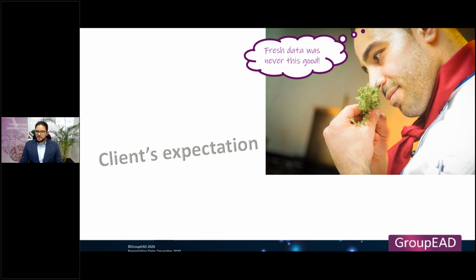Yes, there we see the cook and fresh data was never this good. Yeah, my wife and my daughter always tell me that I have bad jokes, and I hope that you don't think the same. You don't think the same because of my pictures here.